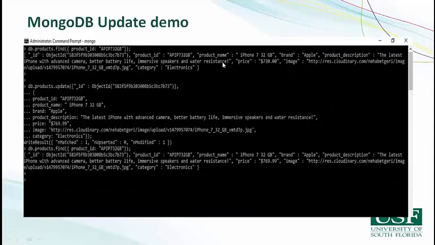After this, we will try to update the details of a product. Here we have run a search command with this product ID. We can see for the product iPhone 7, the price is $730. Now we are running the command to update the price for the product with this specific unique ID.